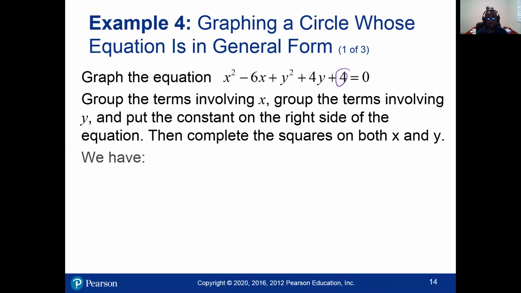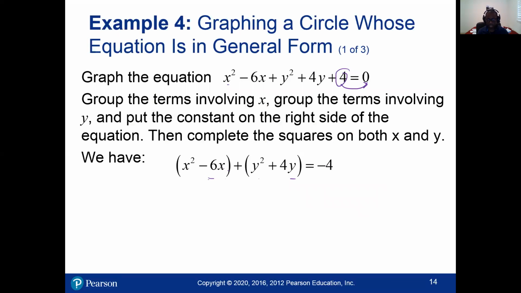Okay, so we're going to go step by step here. First, we group the like terms, the terms involving x and y. So we have x squared minus 6x, which is that, and then y squared plus 4y, which is also that. And then we move this to the right. And that gives us negative 4. Now I'm going to complete the squares on each of them.